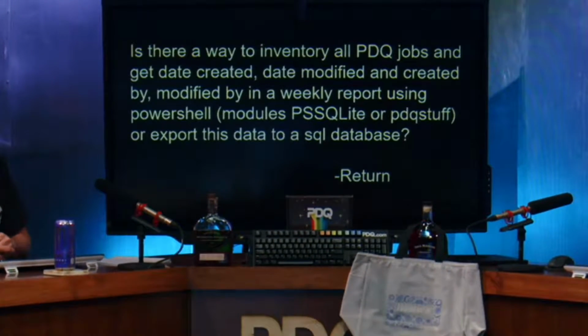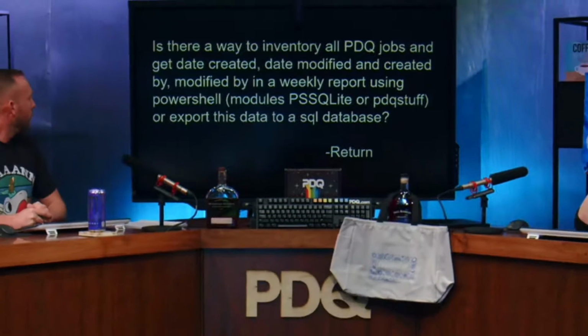Is there a way to inventory all PDQ jobs and get date created, date modified, and created by, modified by in a weekly report using PowerShell modules, SQLite, or PDQ stuff, or export this data to a SQL database? PDQ jobs is in Deploy, like deployments and scheduled tasks running. PDQ jobs is in tools being run. PDQ jobs is in scans and what scan profile. All of that stuff you can find in these same databases, and they're all accessible with PowerShell.